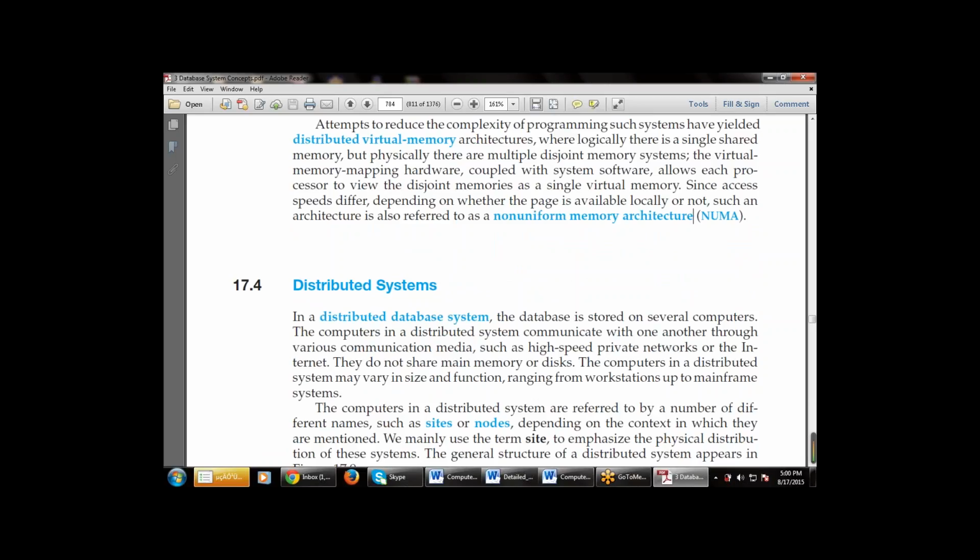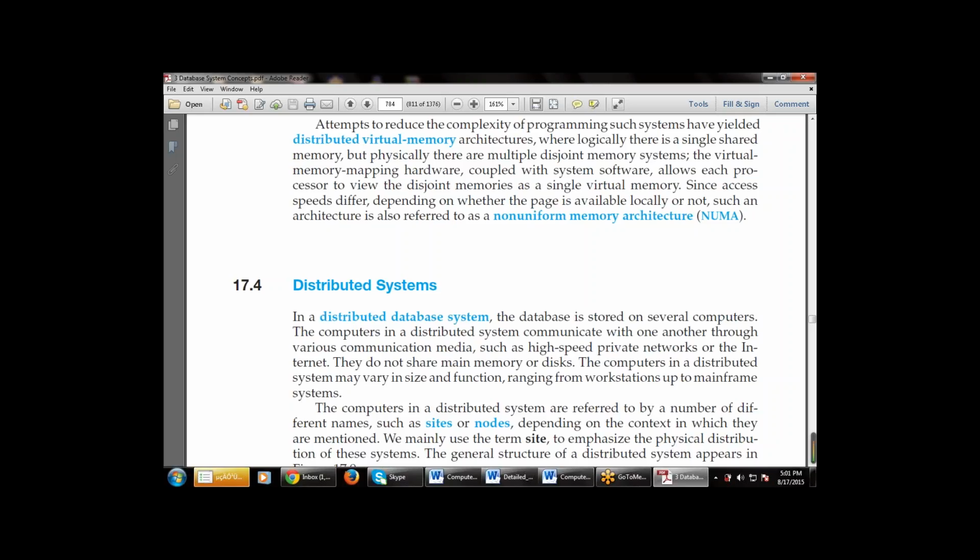The computers in a distributed system communicate with one another through various communication media, such as a high-speed private network or the internet. Whenever we use a distributed system, the database is shared among several computers. Either they are connected with a private network, that is the intranet, or with the internet, that is the publicly owned network, and they do not share the main memory or the disk.